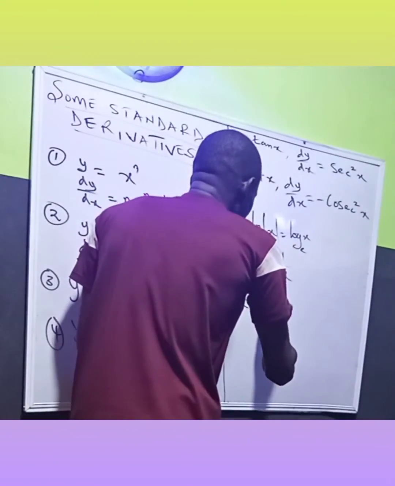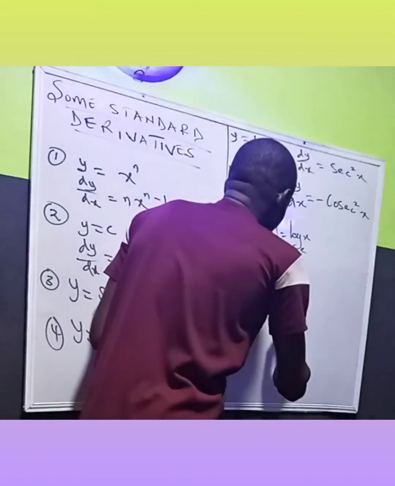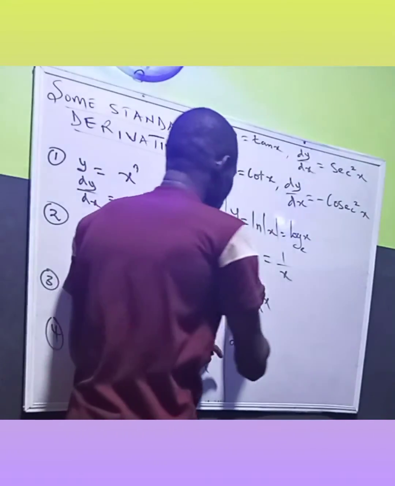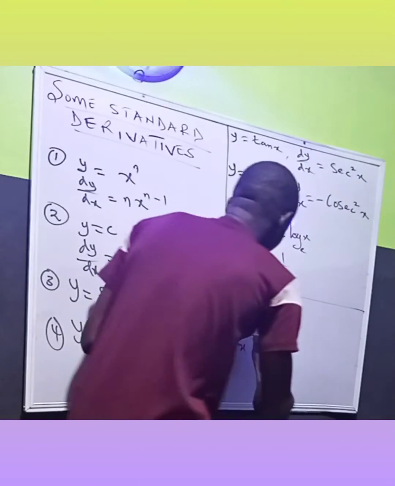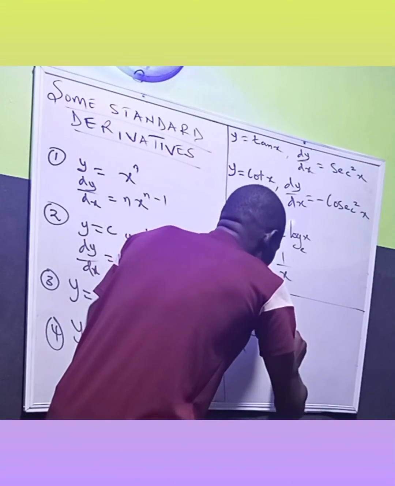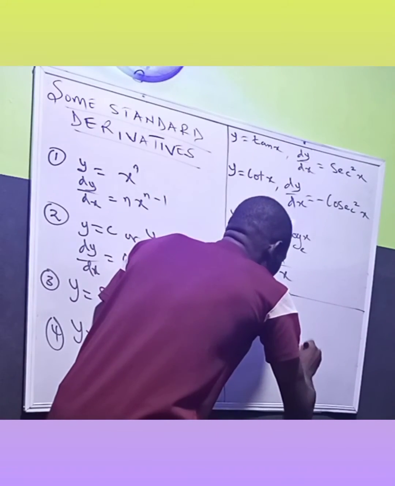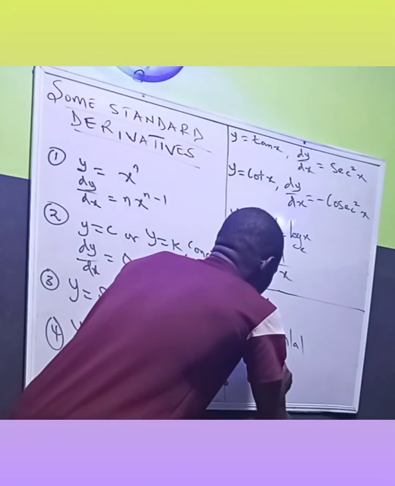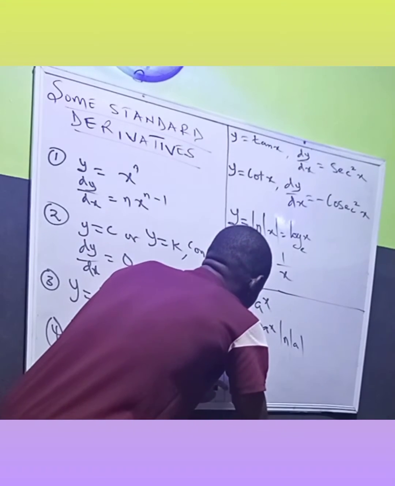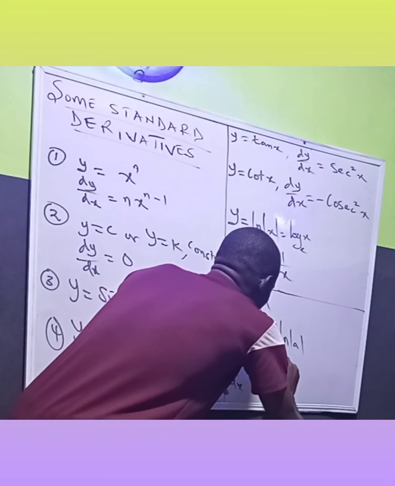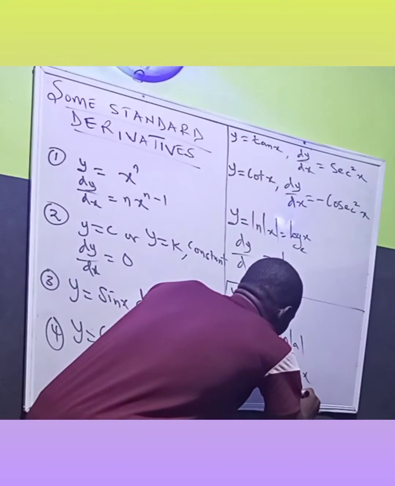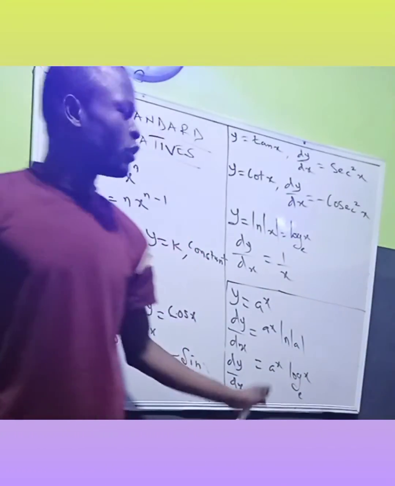Now the next one is if y equals a to the power x, then dy/dx of a to the power x becomes a to the power x times ln of the absolute value of a. Sometimes, if you don't write it that way, you see something like this: dy/dx of a to the power x is equal to a to the power x times log of a to the base e. That is how it is, and we call them standard derivatives.